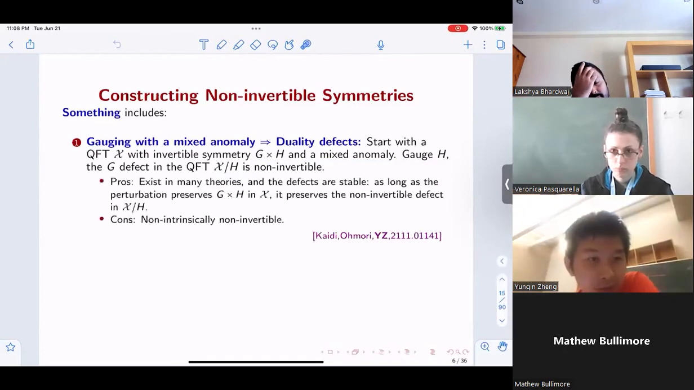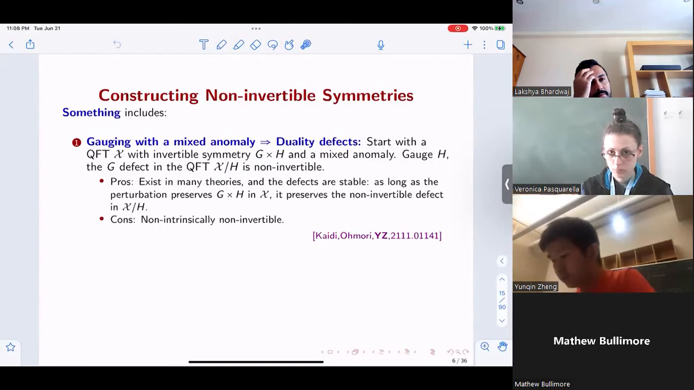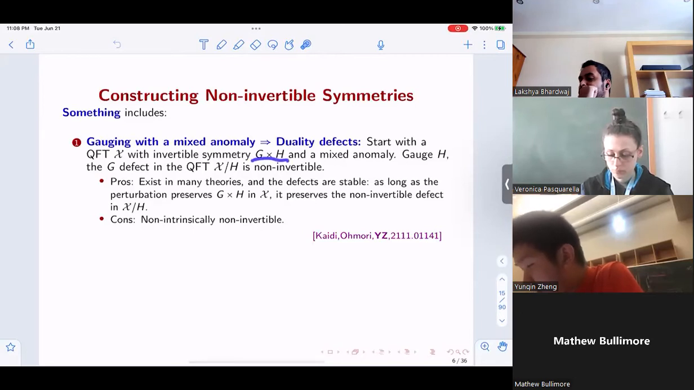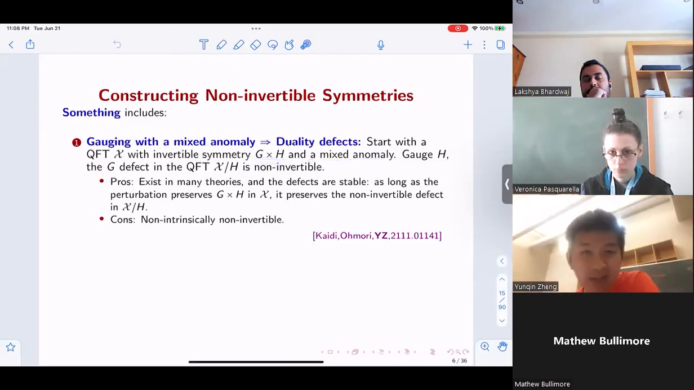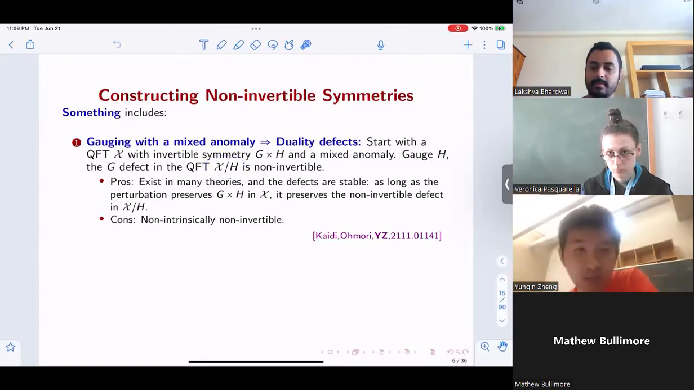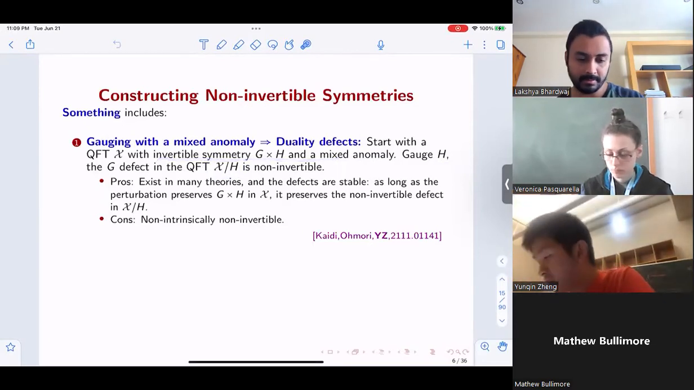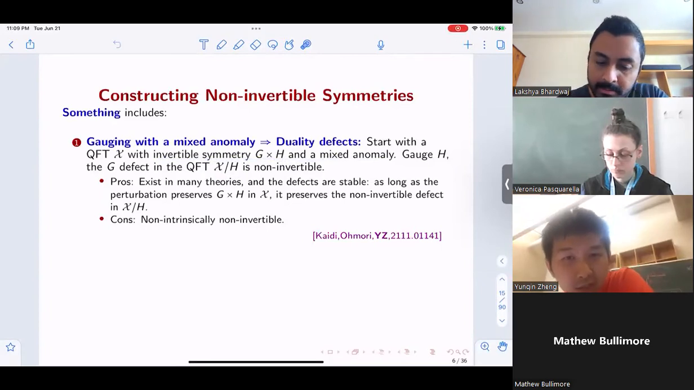There are pros and cons of this construction. The advantage of this construction is that it's easy to apply this algorithm to generate many examples of non-invertible symmetries. We simply need to start with a QFT with this group-like symmetry and with a specially designed mixed anomaly, and we just gauge one of the symmetries. And the gauged theory automatically has this non-invertible symmetry. So we can use this algorithm to generate many examples, including familiar examples like QED and QCD.